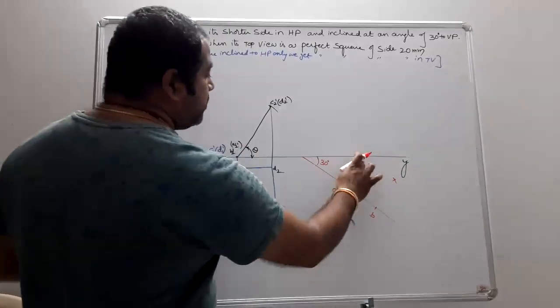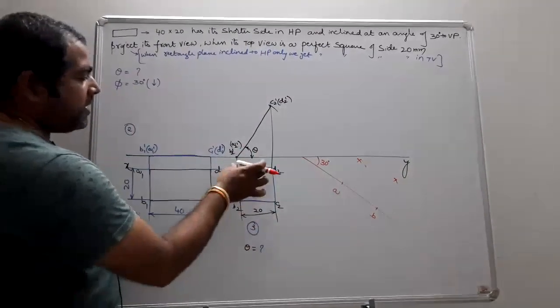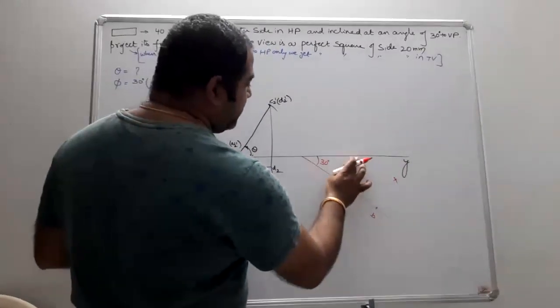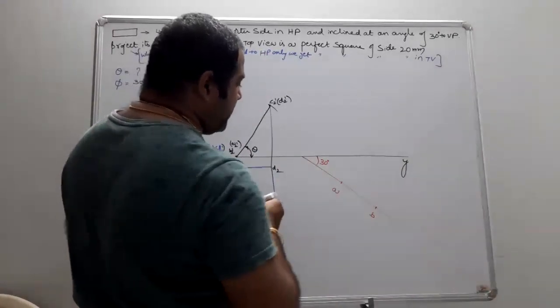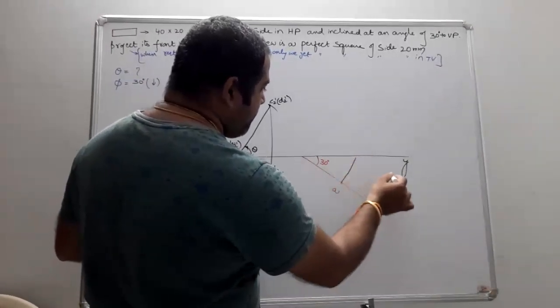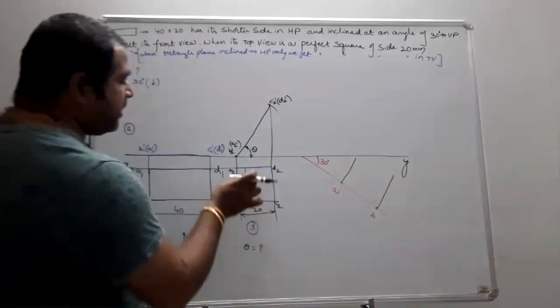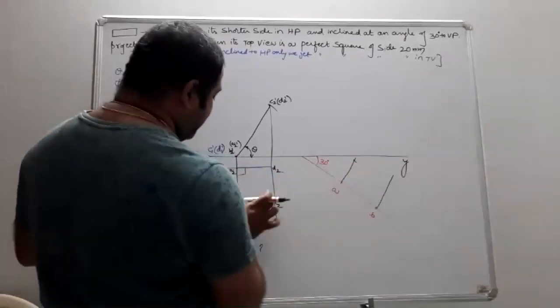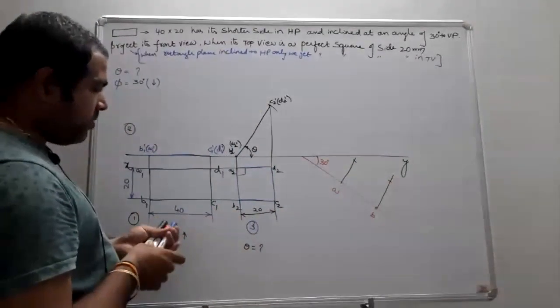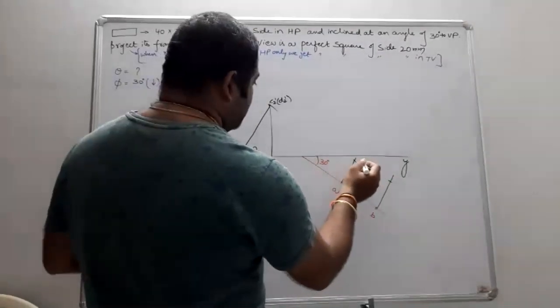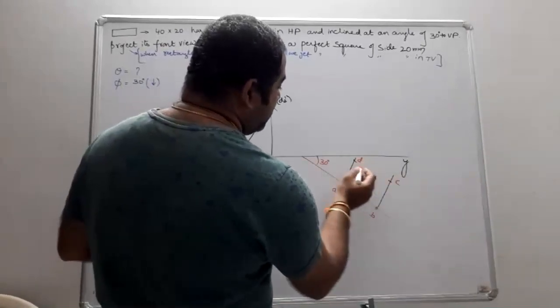And I know the construction procedure, right? A as center, AD as radius, B as center, BD as radius, draw an arc. Or simply, these two are perpendicular to each other. So I draw the perpendicular lines from A and B, and taking A as center, draw an arc to obtain D, and B as center, BC as radius, draw an arc to obtain C. Now these points become D and C. Now join this.